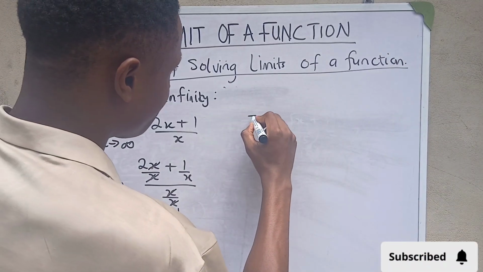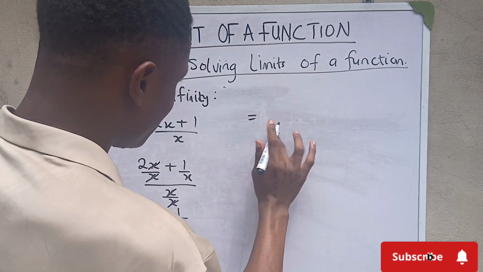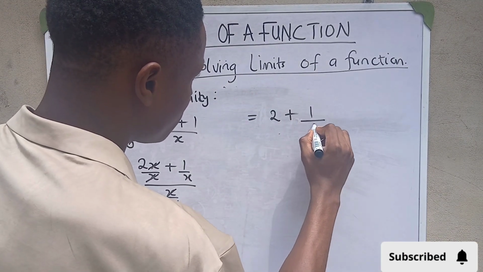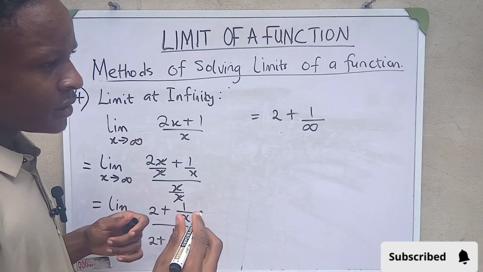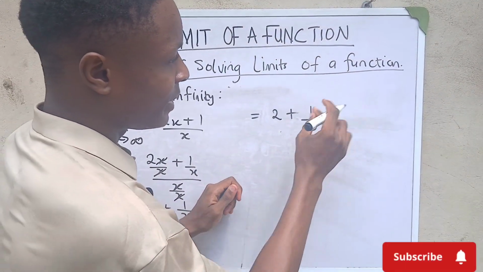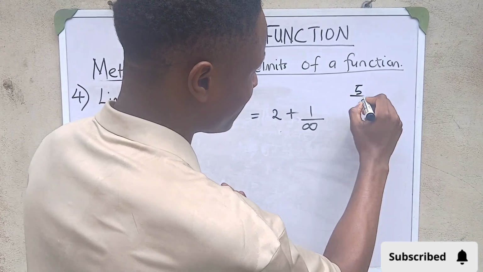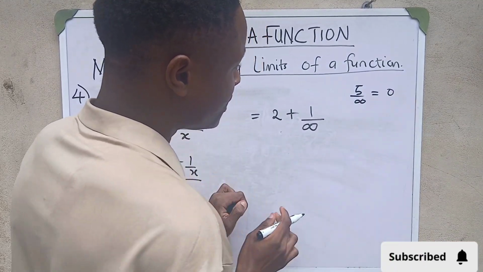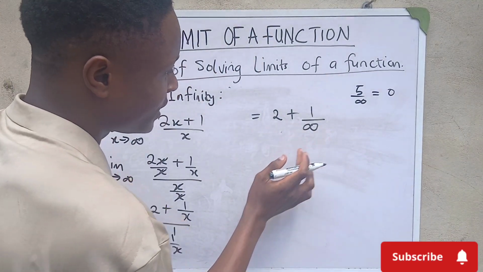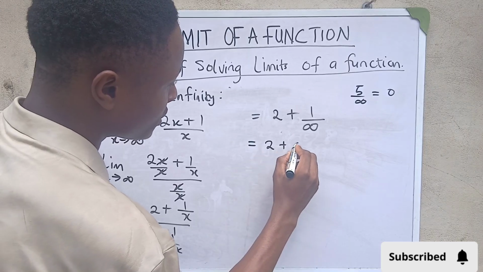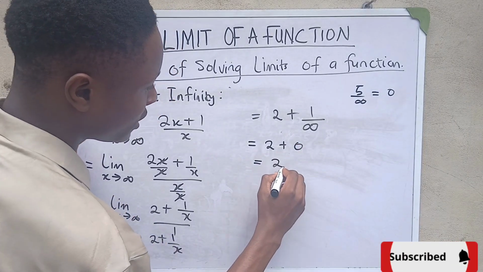So we have 2 plus 1 over infinity. Now, if we have something divided by infinity, let's say we have 5 over infinity, the answer is 0. So here we have 1 over infinity. So we have 2 plus 0. So our answer is 2.